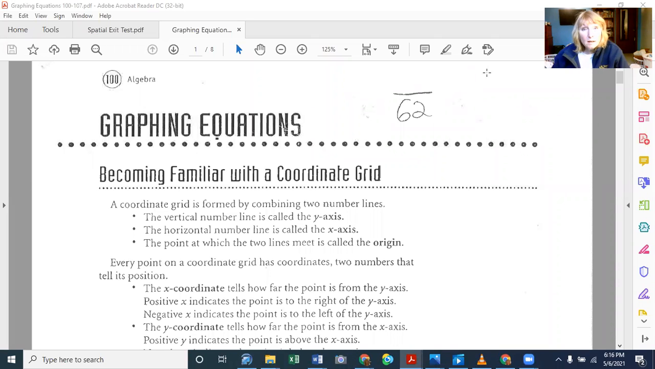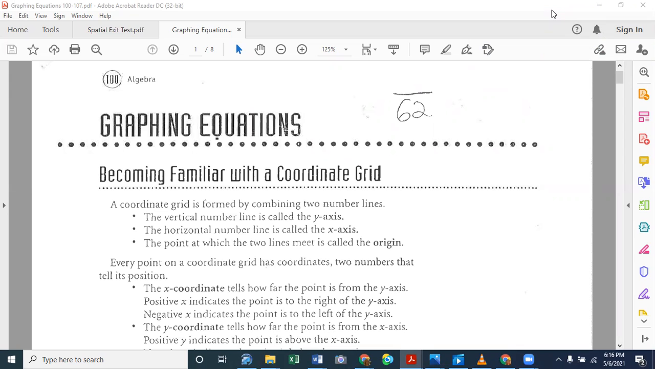Hi, this packet is graphing equations. So I'm going to minimize myself so you can see the whole page. And let's get started. So, becoming familiar with a coordinate grid.